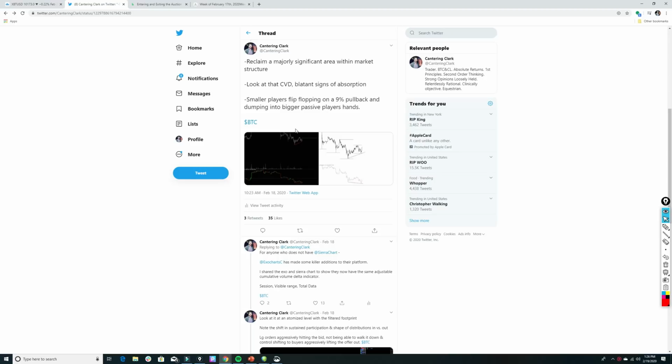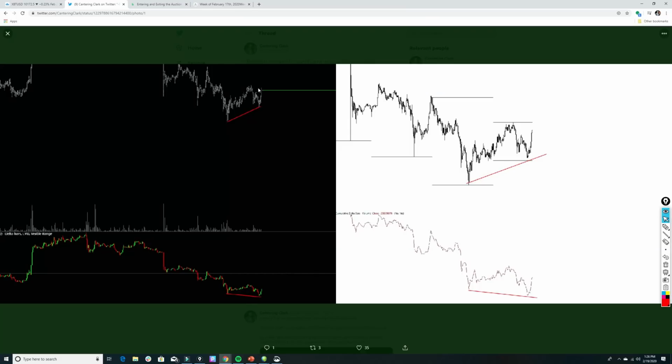First and foremost, you have to have an area of interest. So we have to have an area, either support and resistance, a clear horizontal supply and demand zone, something that we can in advance look to identify whether or not there is significant participation. So what we saw on this chart was a very clear sign of absorption.